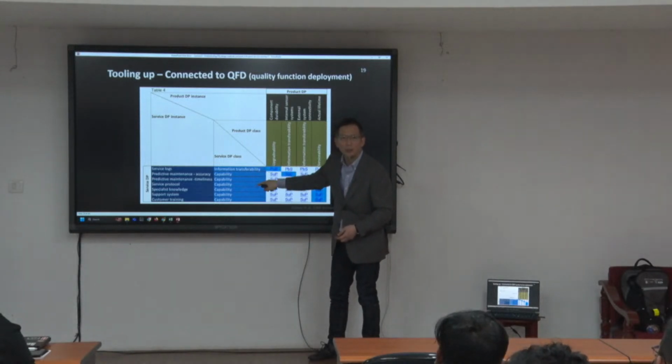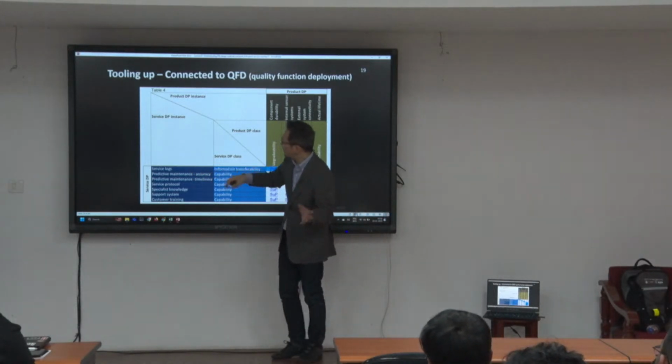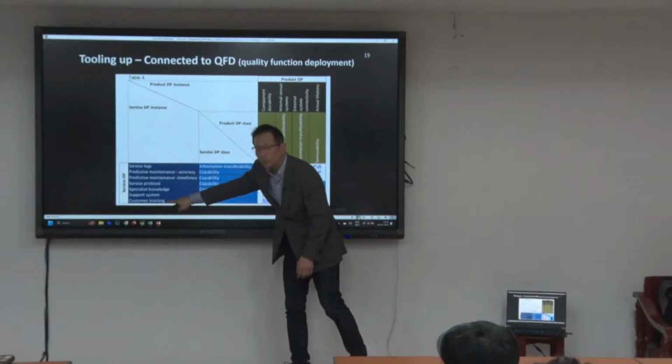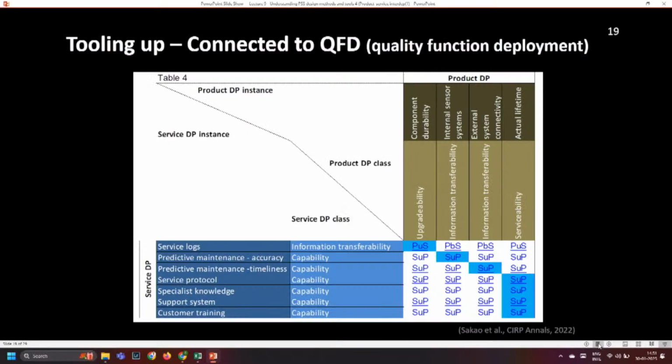So what you should do, there are options. It's a pull-down menu, and if you, for example, say service logs as one service design parameter instance of your PSS, then you should choose one class that is information transferability of the service. Okay, and another example is customer training as a service design parameter instance. Then you should choose capability of the service design parameter class.